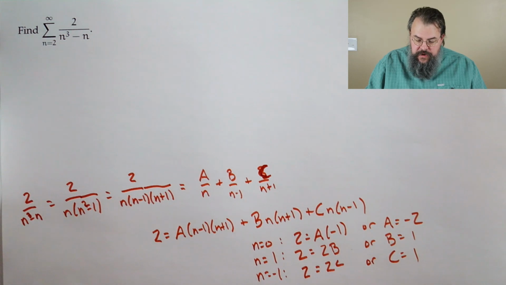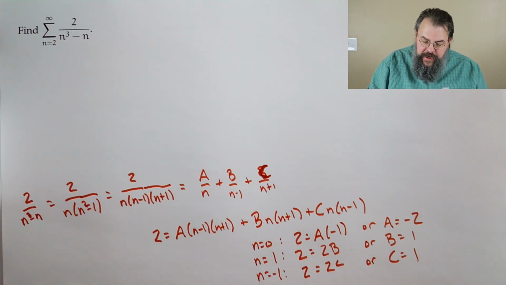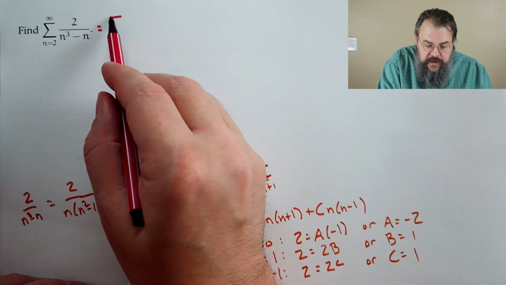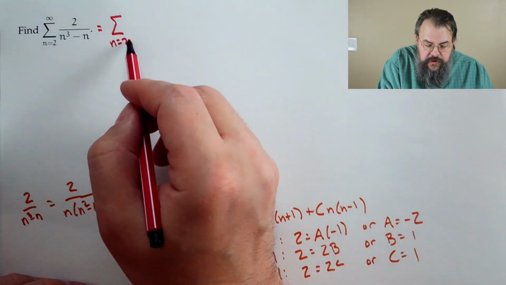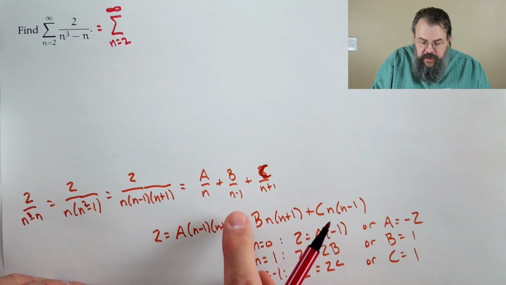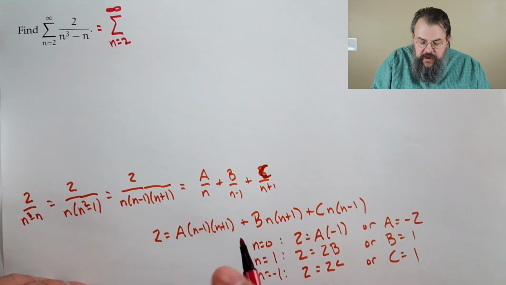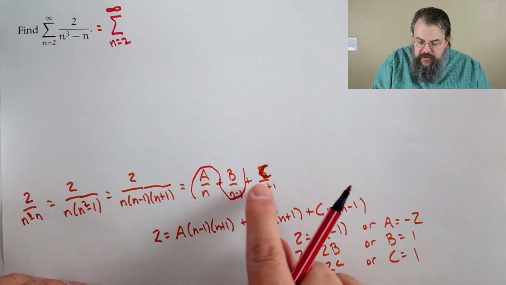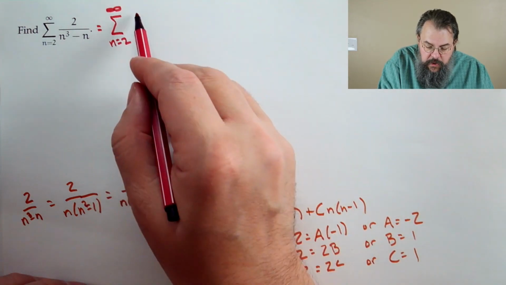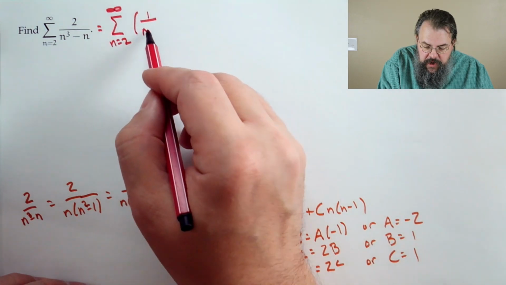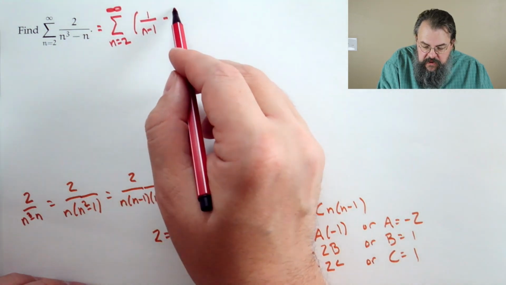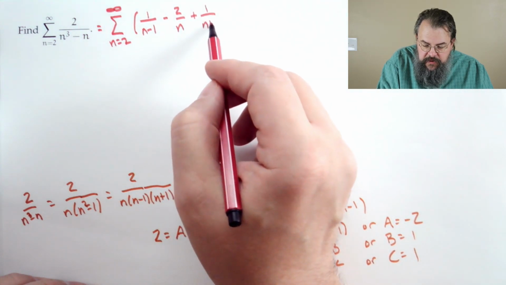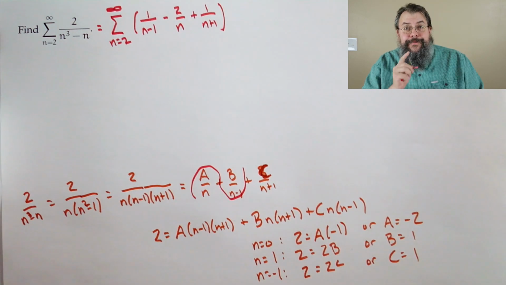And so we can rewrite that in the following way. This becomes the sum, n equals 2 to infinity. And let's put the denominators from largest to smallest. So notice we really should have swapped that. So it should be BAC. All right, so it's going to be 1 over n minus 1, and then minus 2 over n, and then plus 1 over n plus 1. All right, there we go.